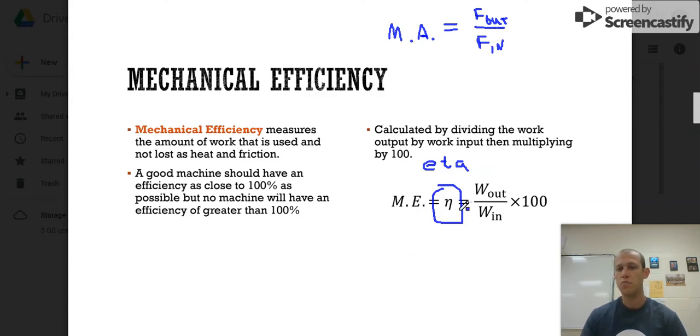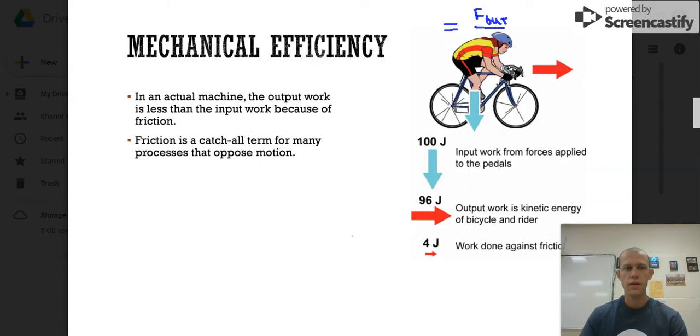So this is a percent that you're getting out. How much are you efficient? And it comes out as a percent when you do it. That's why we multiply by 100. So as I was saying, in an actual machine, the output work is less than the input work because of friction. So the top number of the equation is always going to be less.